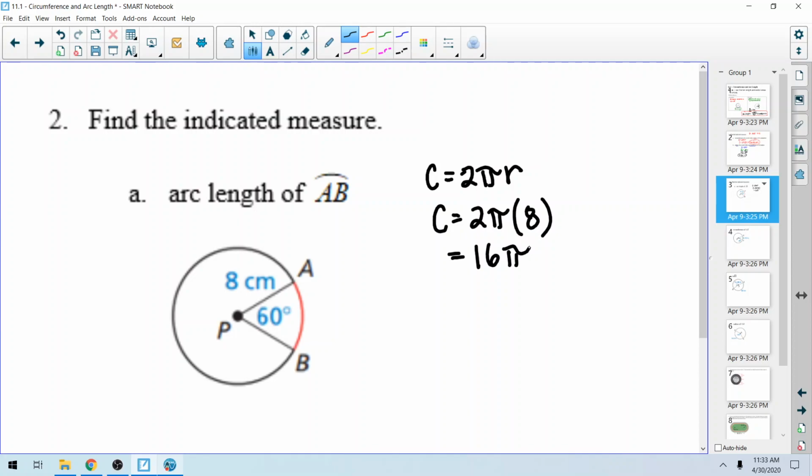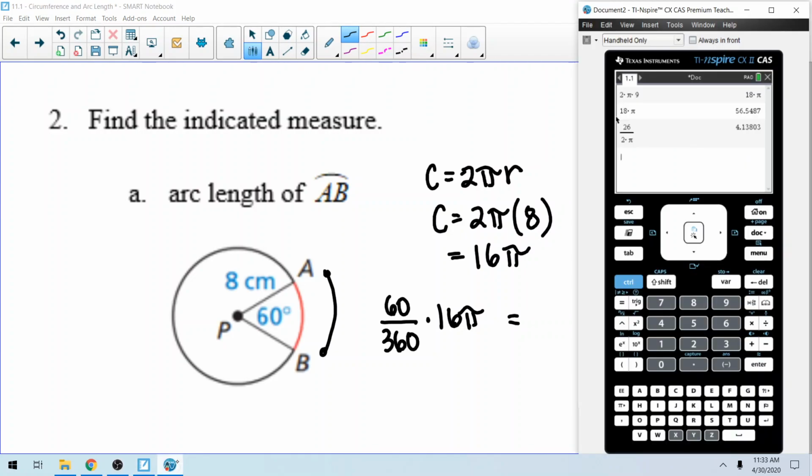I could round that, but for right now I'm going to leave it like that. Now, that's the whole way around the circle, but I don't want the whole way around the circle. I only want from A to B. Well, from A to B, my central angle is 60 degrees. So I'm going to take my 60 degrees out of the whole circle, which gets me my ratio, and then I'm going to multiply it by 16 pi.